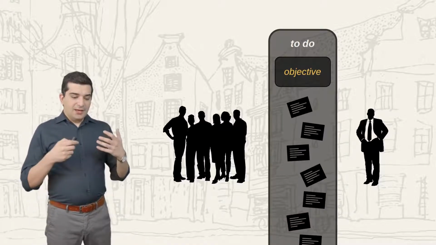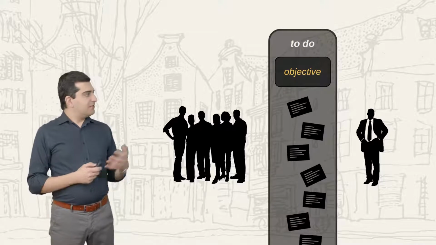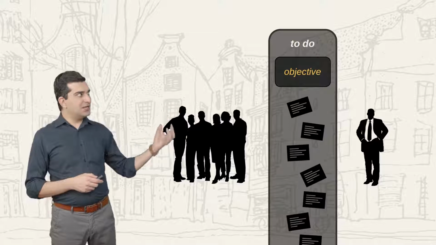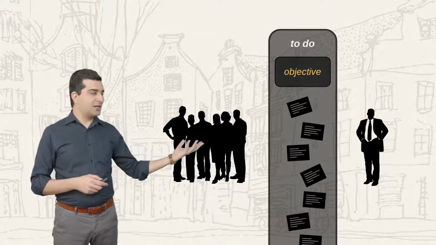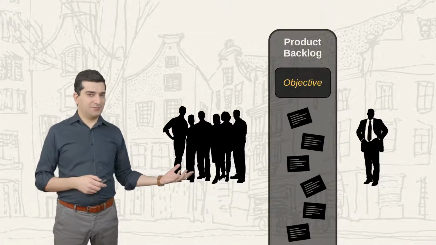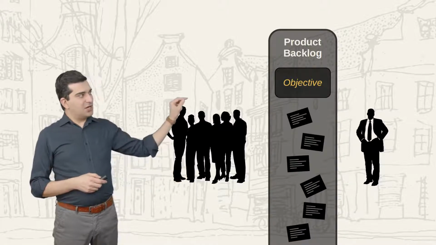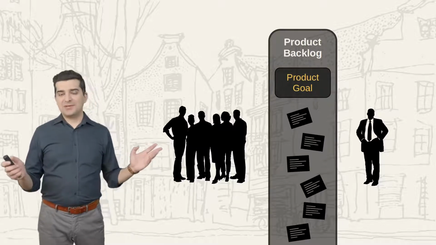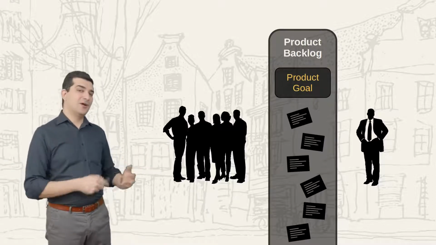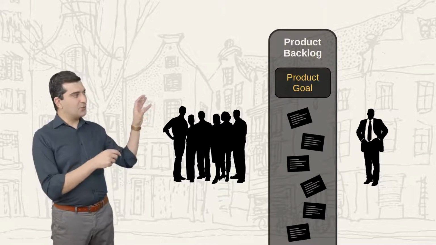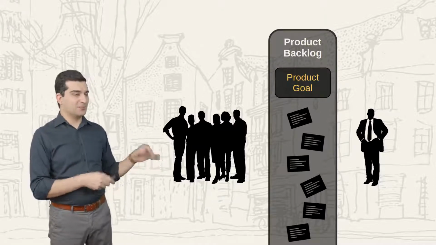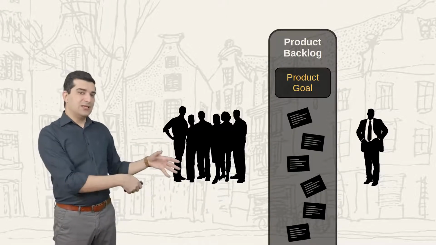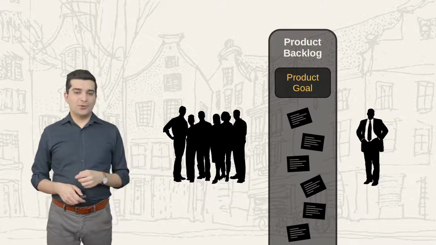Now, in Scrum, we have special names for these. The to-do list that we have is a list of items for the product, and we call it the product backlog. And the objective for the product, that's called the product goal. These are the terms that we have in Scrum. You know the concepts, and now you know the terms as well. So the product goal is part of the product backlog. The product backlog is a list of the things we want to do, an ordered list, plus the product goal.